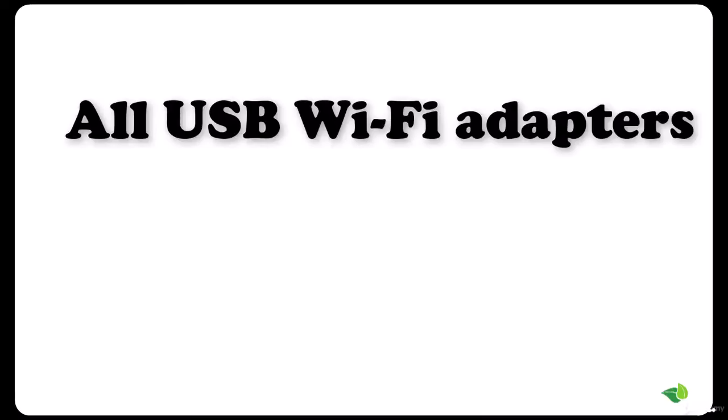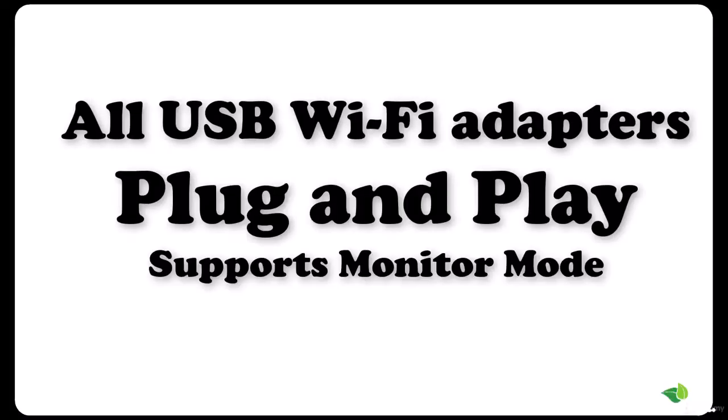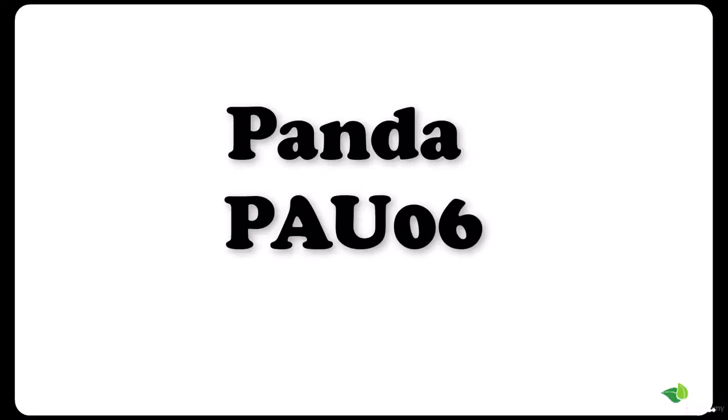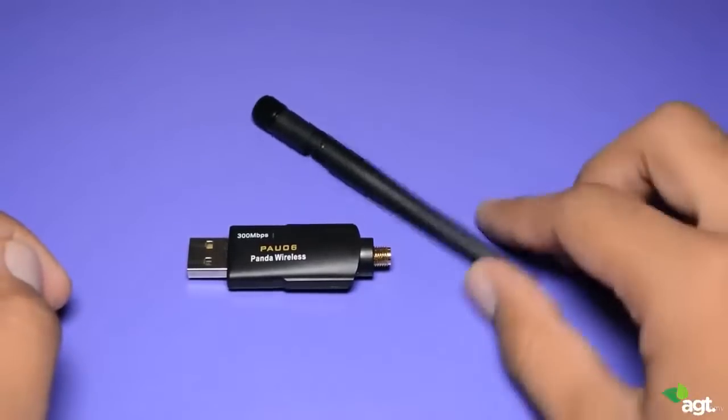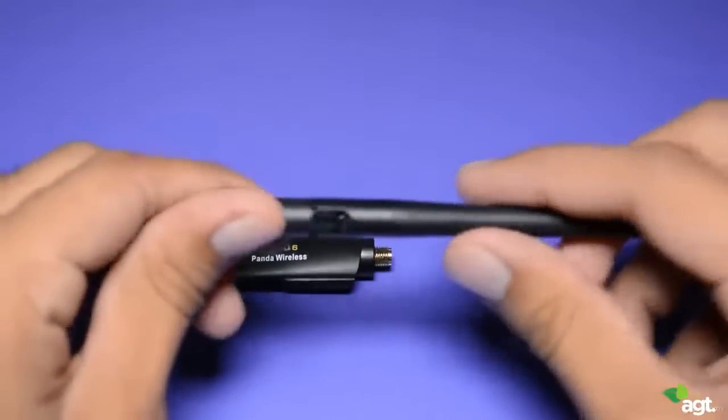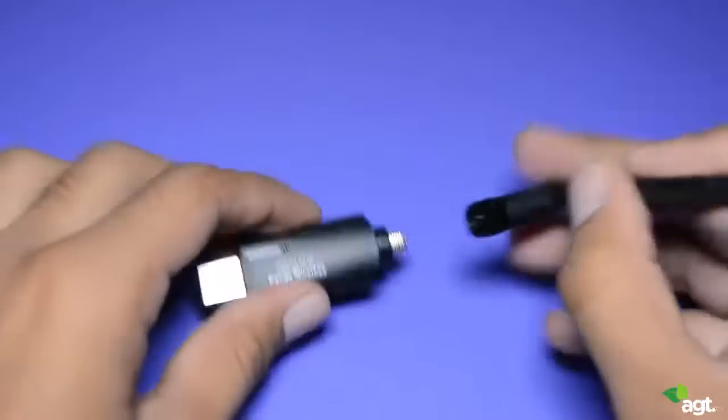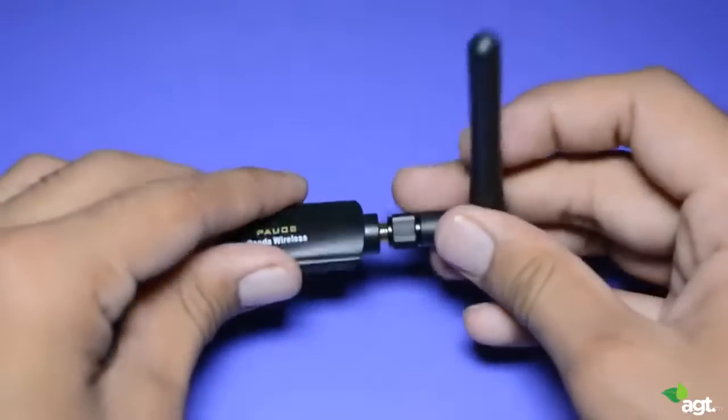All the USB Wi-Fi adapters which I'm going to show you in this video are plug and play and support monitor mode. So this feature is going to be common in all USB Wi-Fi adapters. So let's talk about our first USB Wi-Fi adapter, and that is number 5, Panda PAU06. It comes with a speed of 300 megabit per second. It is based on the Ralink RT5372 chipset and hence supports monitor mode.